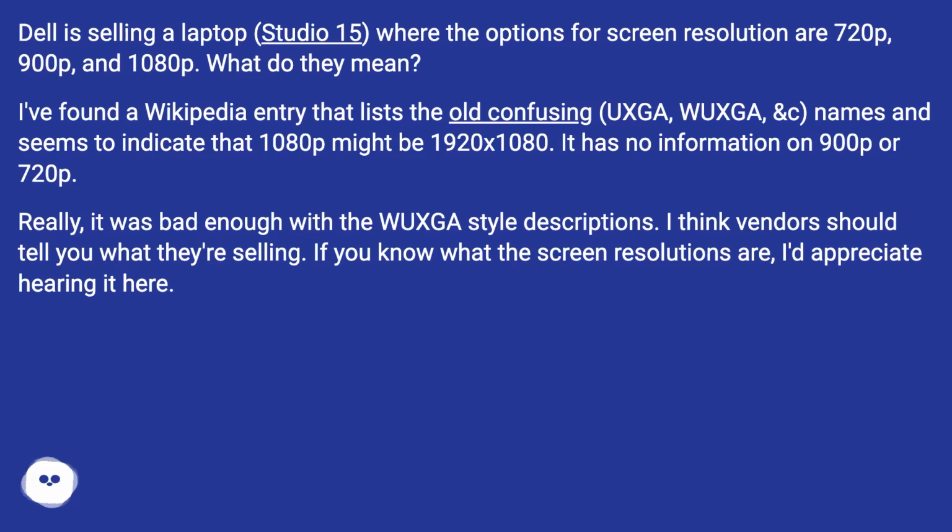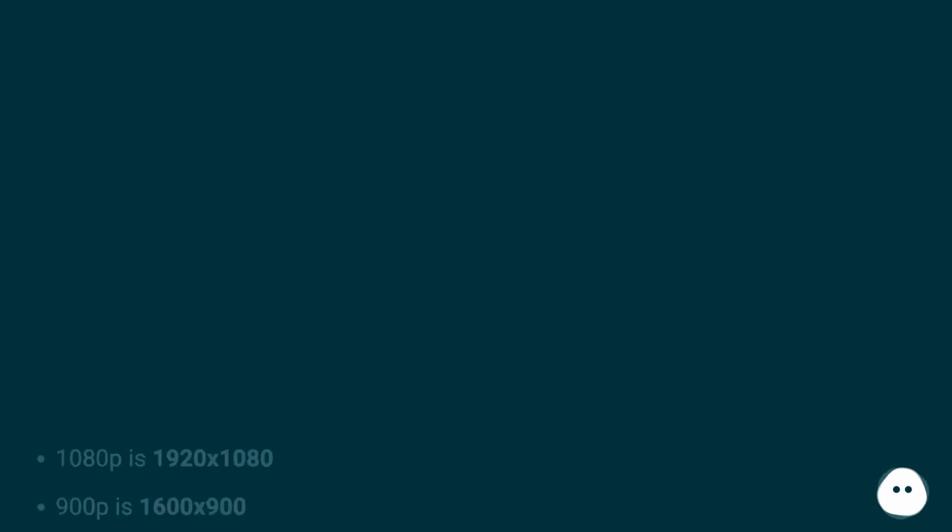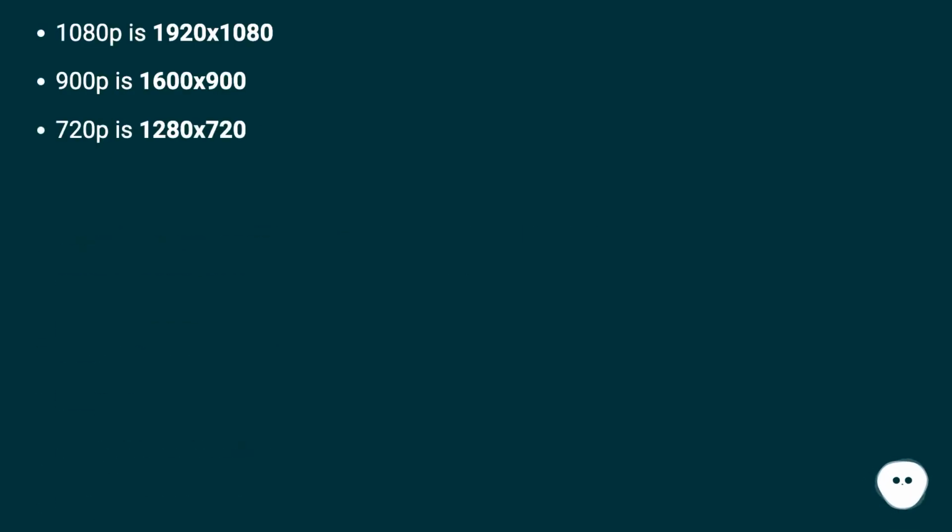It has no information on 900p or 720p. Really, it was bad enough with the WUXGA style descriptions. I think vendors should tell you what they're selling. If you know what the screen resolutions are, I'd appreciate hearing it here. 1080p is 1920 by 1080, 900p is 1600 by 900, 720p is 1280 by 720.